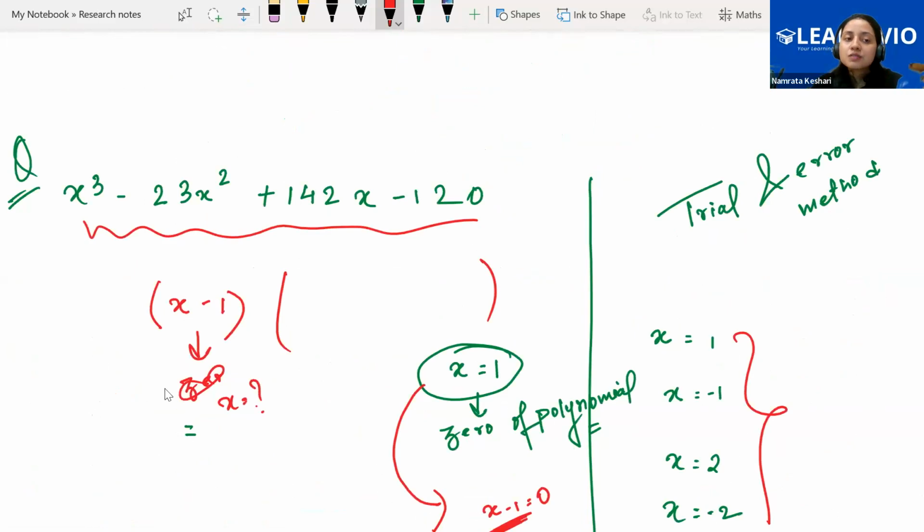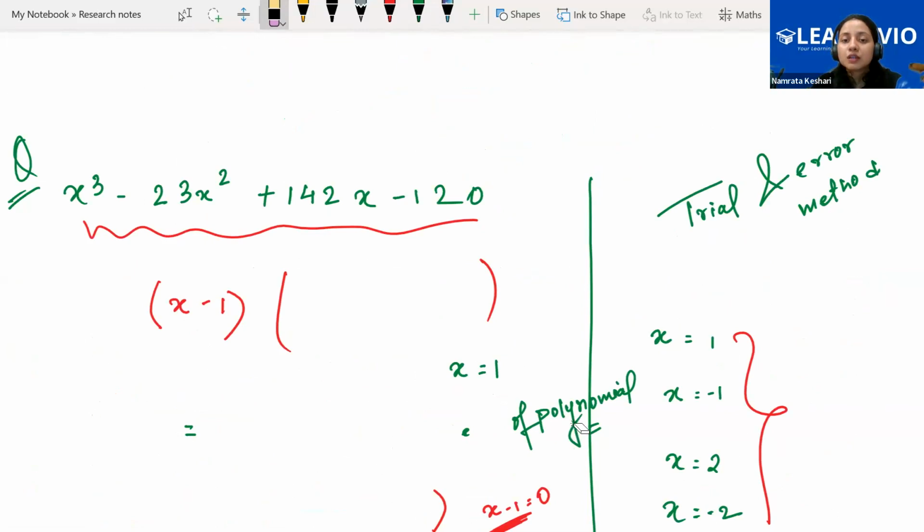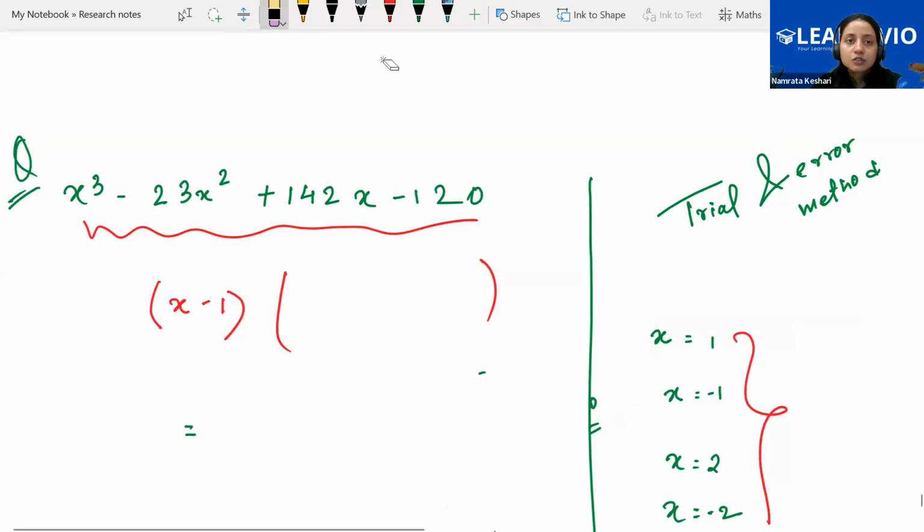x minus 1 is one of the factors, but what the other factor is, we don't know. That we can find by doing the division. We will divide our polynomial by x minus 1. And if you know the division process, let me write it over here.